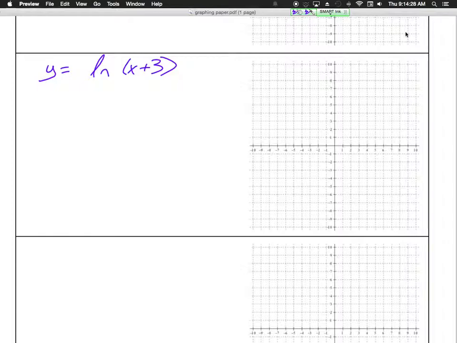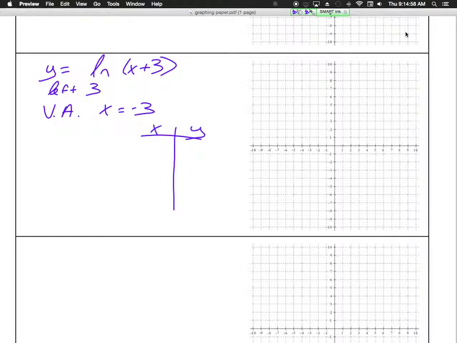So we have y equals natural log of x plus 3. Left 3. So that means my vertical asymptote is x equals negative 3, so it's always left 3. I've got something inside with the x, so that means I need to do a little bit of work on the right side, or out to the side.